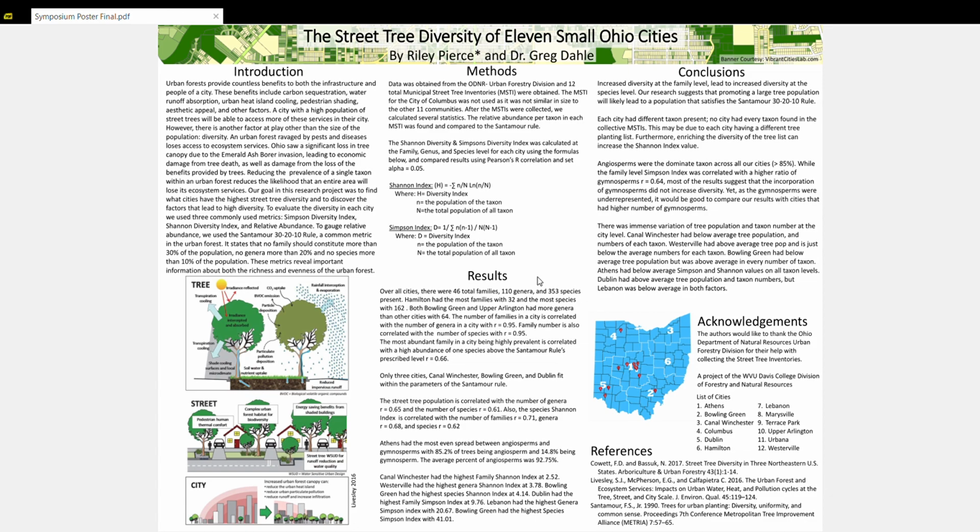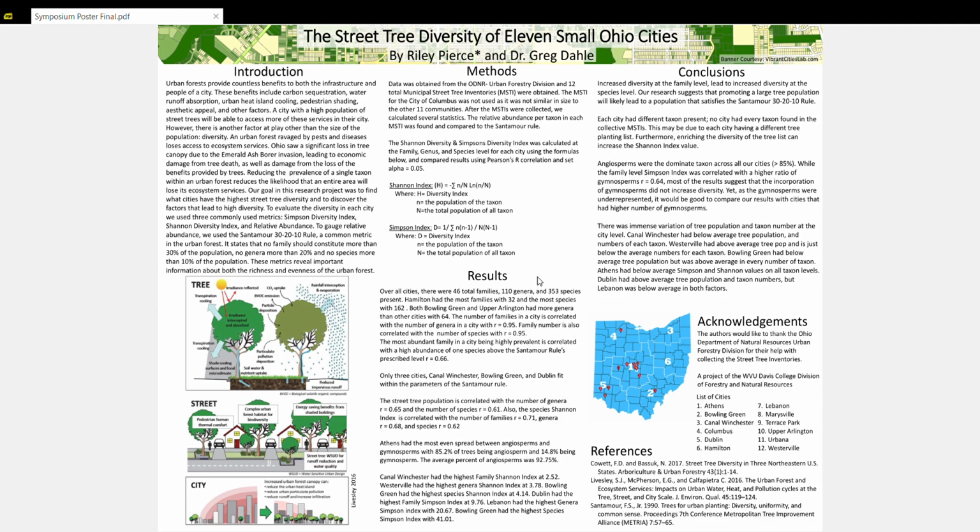And so even if these two cities, both Bowling Green and Upper Arlington, had the same number of genera, those genera are different. You're not counting up one genera, two genera. A genera is a category. It's the maple genera or the oak genera, and so that could be present in one city or absent in another.